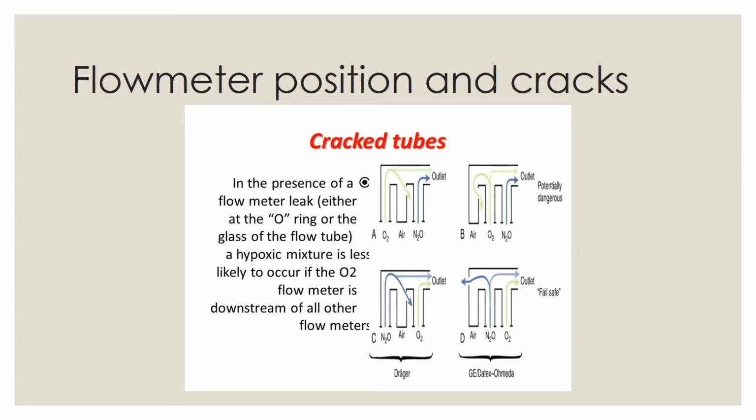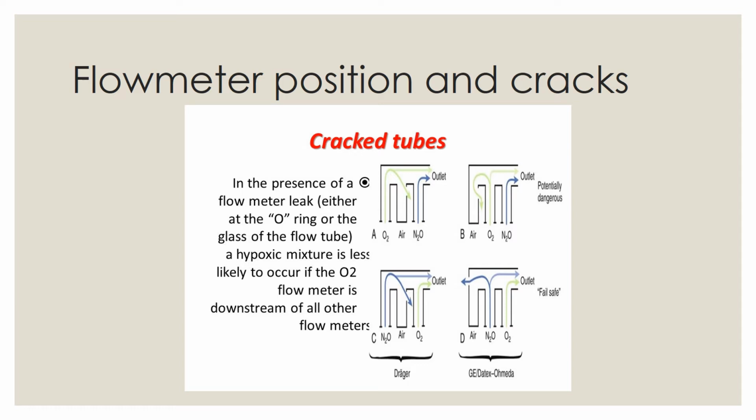All right, this question's about flow meter position and cracks. So in our machines that are all automated, this really isn't too important. But in the old machines where there were actually flow meters in series, this became extremely important. And the key to this question is that the oxygen flow meter should be the very last flow meter in order, so that if there are cracks in the other two, or in the oxygen flow meter for that matter, a hypoxic mixture will be avoided.